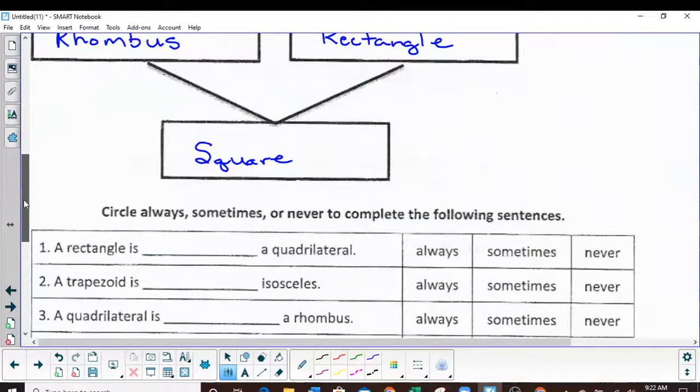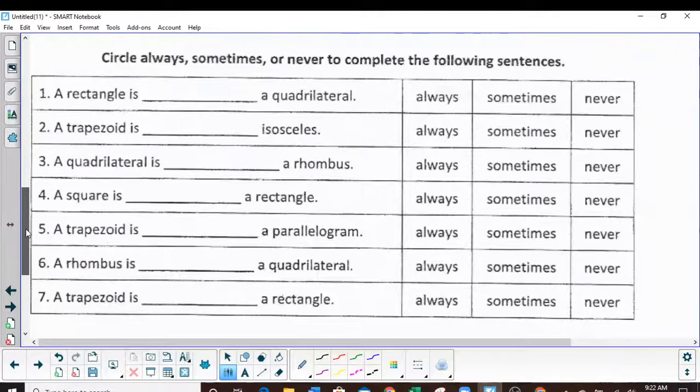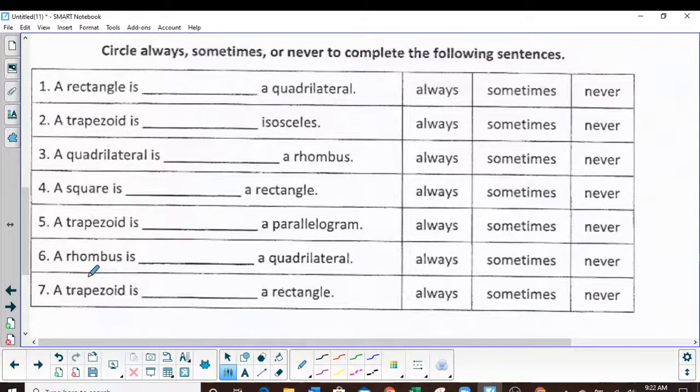Okay, got some questions down at the bottom. Circle always, sometimes, or never to complete the following sentences. A rectangle is blank a quadrilateral. A rectangle is going to always have four sides, therefore it's always a quadrilateral. Okay, because the only attribute you need to be a quadrilateral is to have four sides.